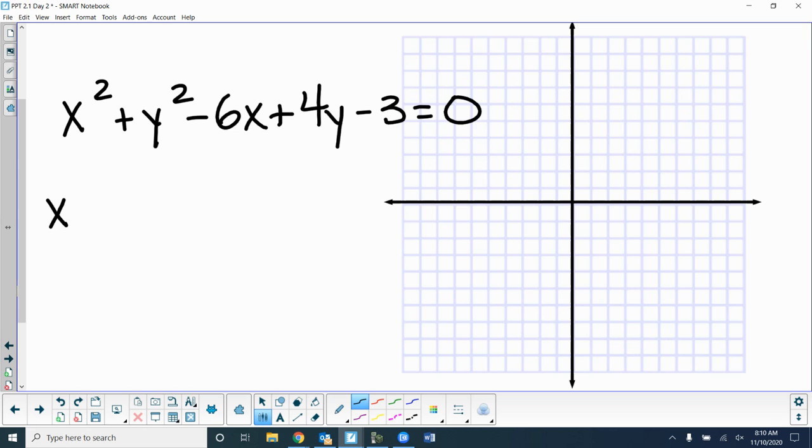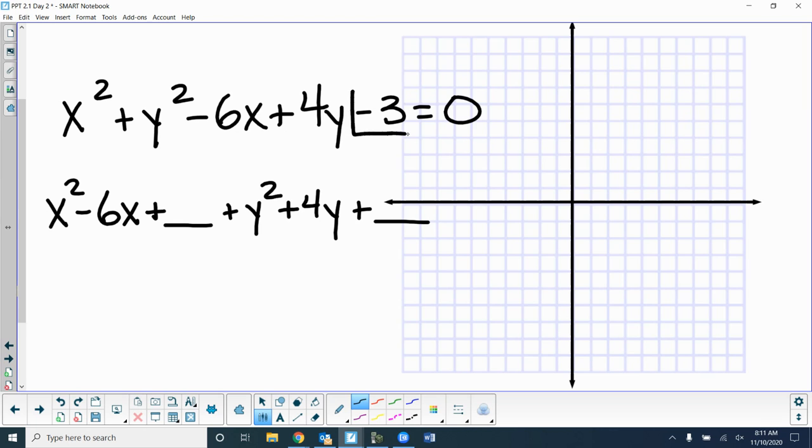We put the x squared and the x together, and then we add a blank. We put those together. And then we put the y squared and the y together, and we add another blank. We take this constant and move it to the other side. So that equals positive 3, because when I move it over, I have to add it, right? You guys with me so far? All right. So what we have to do is what we call complete the square. You guys remember how to do that?